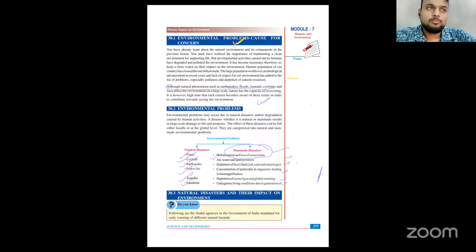If you remove every animal from this world, then what will happen? The plants will also not live. And if you remove every plant, if you cut down every tree, then even the animals cannot live. So we both are interdependent. There are some issues that we are facing right now. Understood, guys?